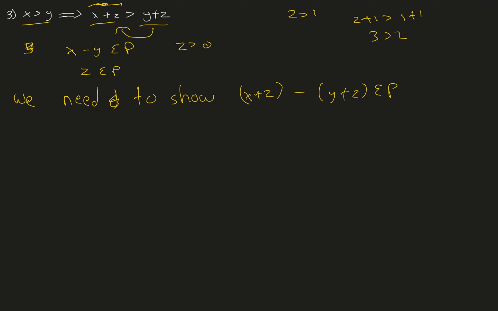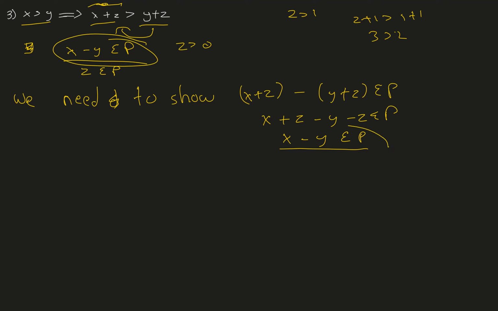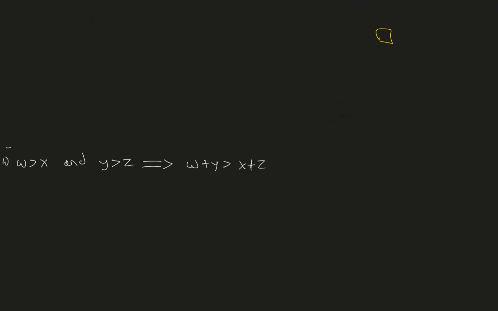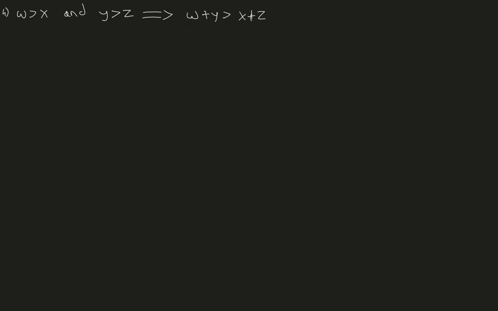So let's simplify this. x plus z minus y minus z is in P. I'm distributing the negatives. This just boils down to x minus y being in P. But we already have this. So this is a pretty simple proof. We already have this from our initial assumption. So we're done with the proof. QED.